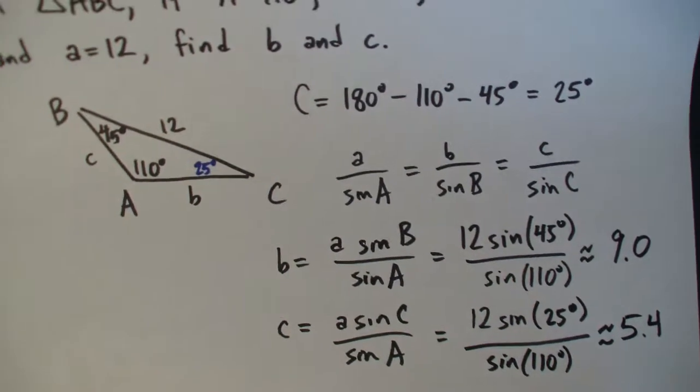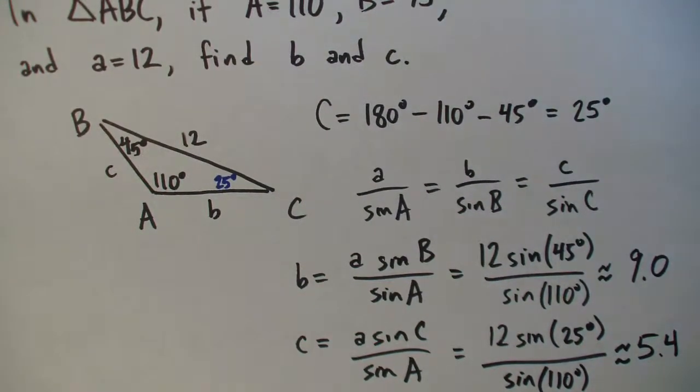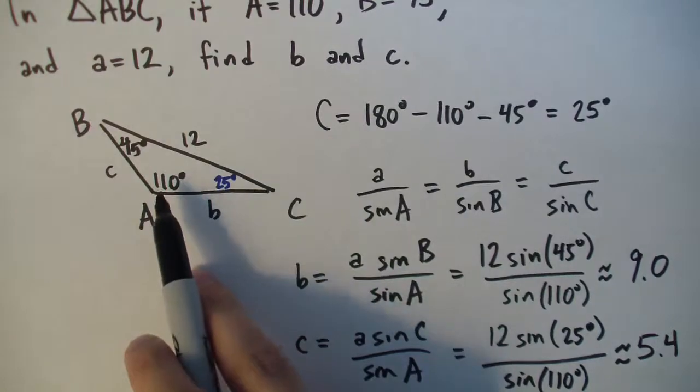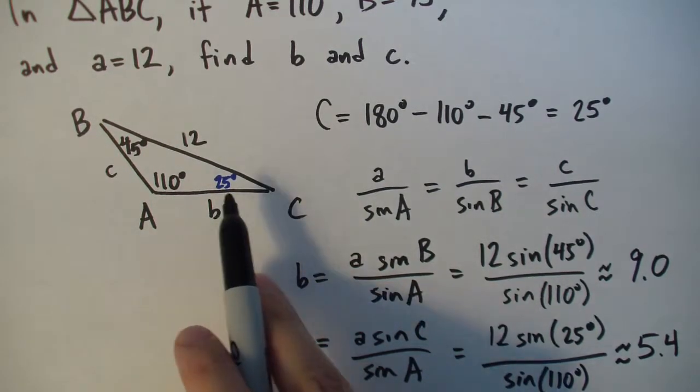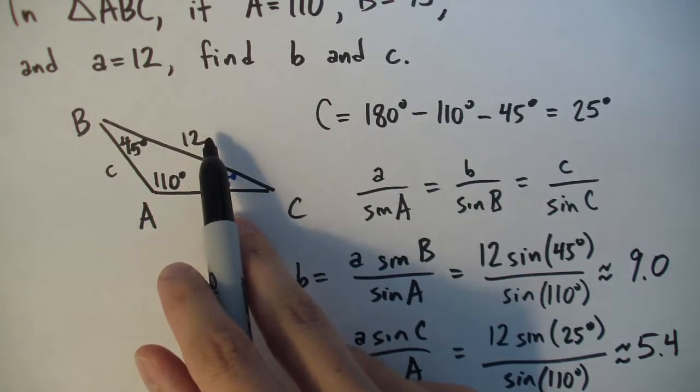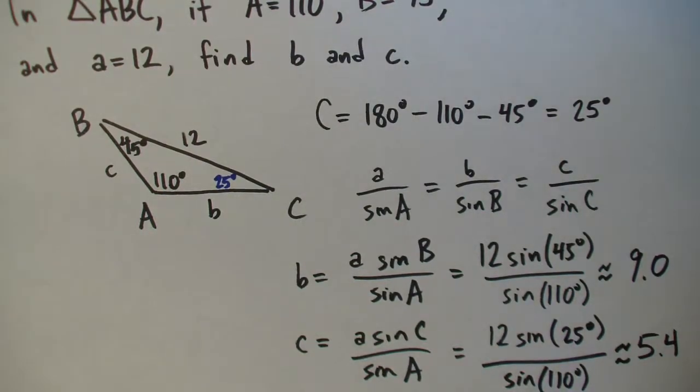So again, the ASA and the AAS cases for solving a triangle are really the same, because knowing two angles, you can immediately find the third angle, and then you have one side given to you, and everything else follows from the law of sines.